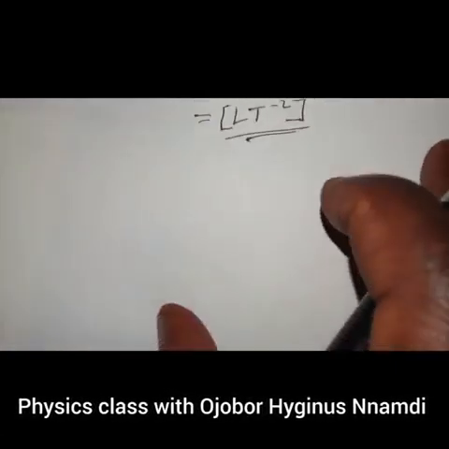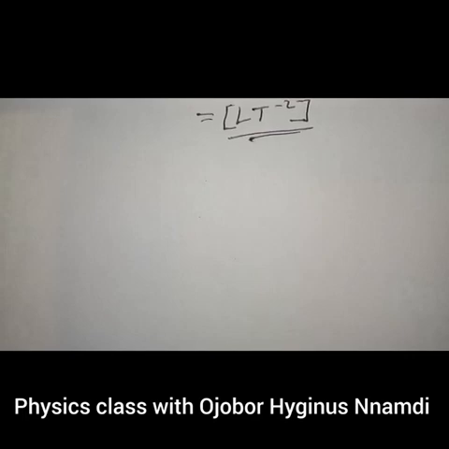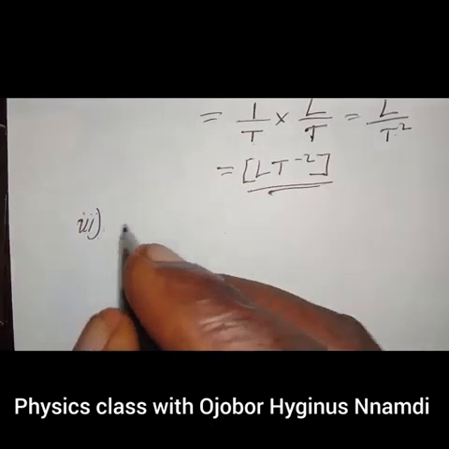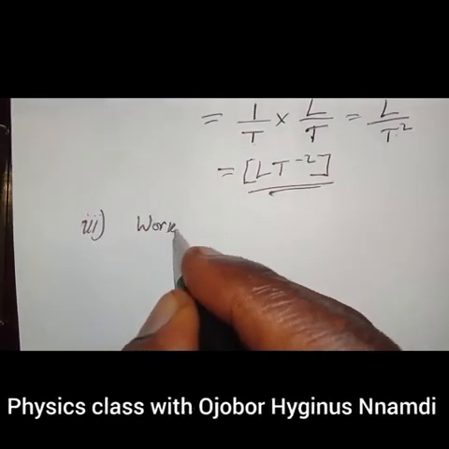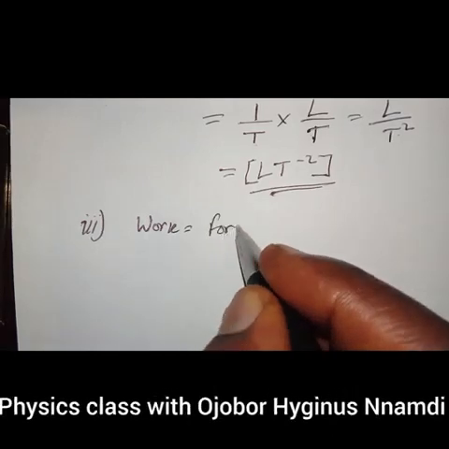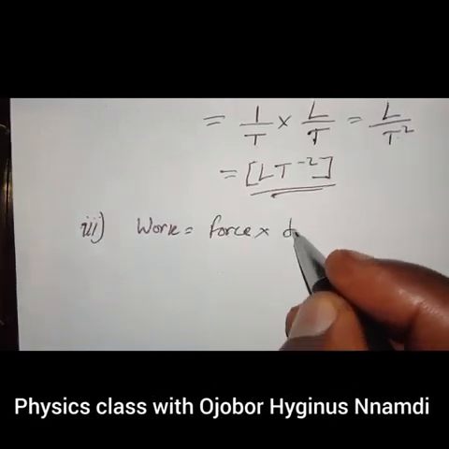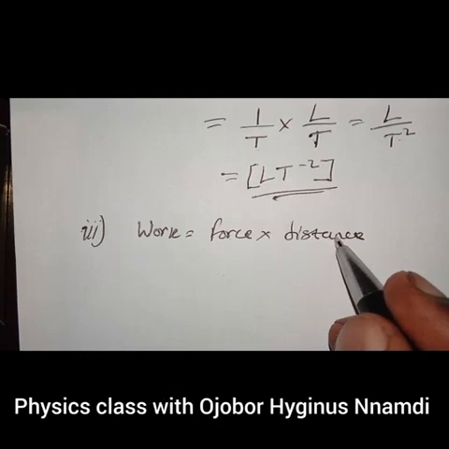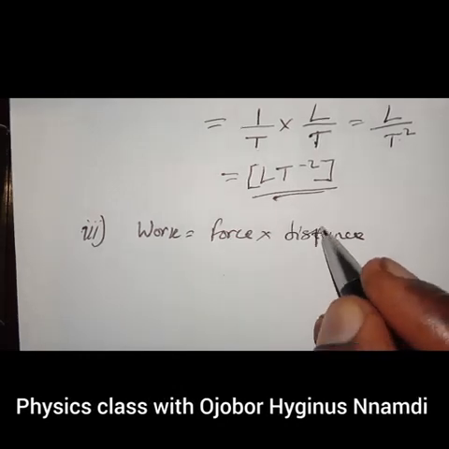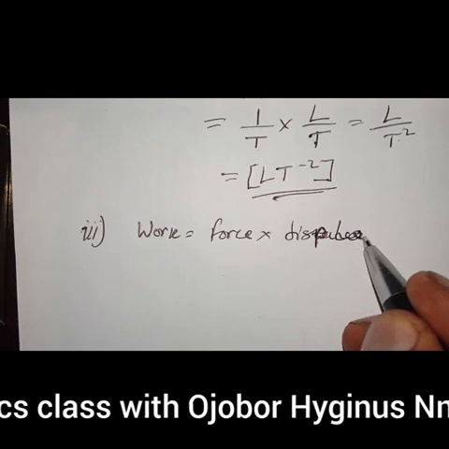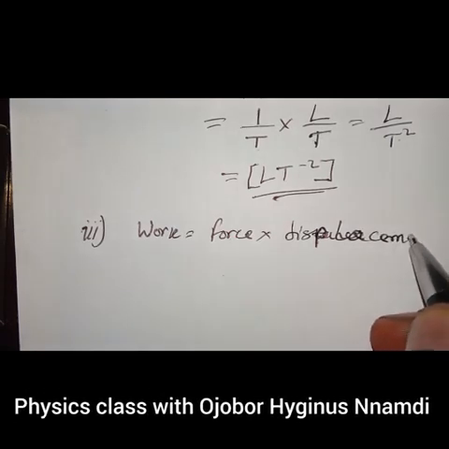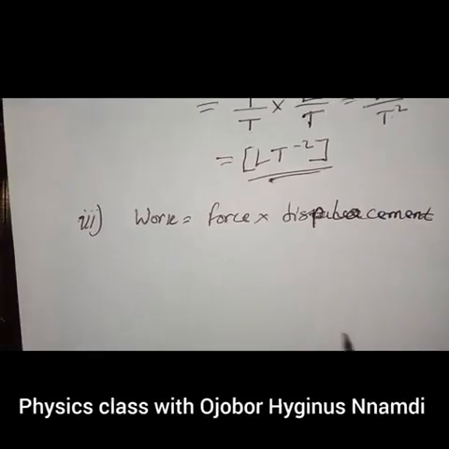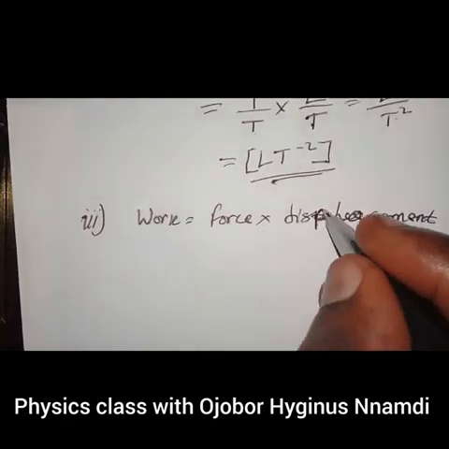Then number 3 asks us to determine the dimension of work. What is the formula for work? Work is said to be force times distance. Force times distance is work. Or force times displacement. Let's use displacement because distance is not directional. So we say force times displacement. Or if you are using the distance, you have to use the distance in the direction of the force. So it is force times displacement that is work.